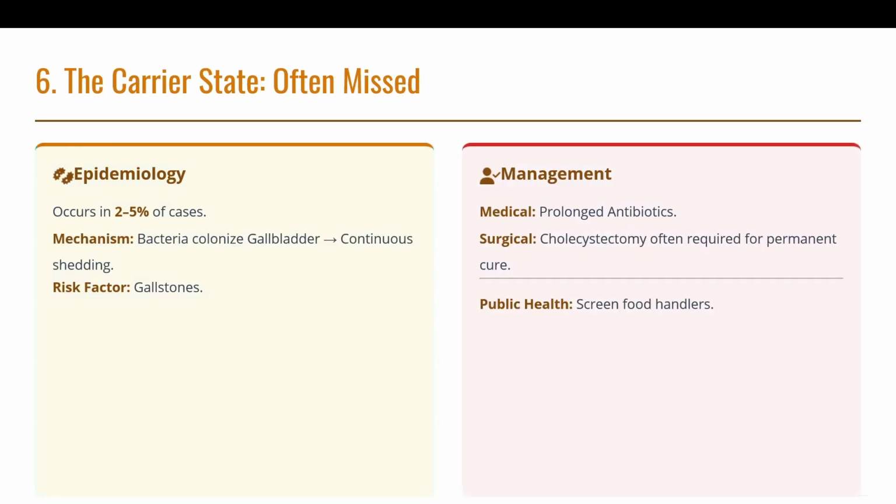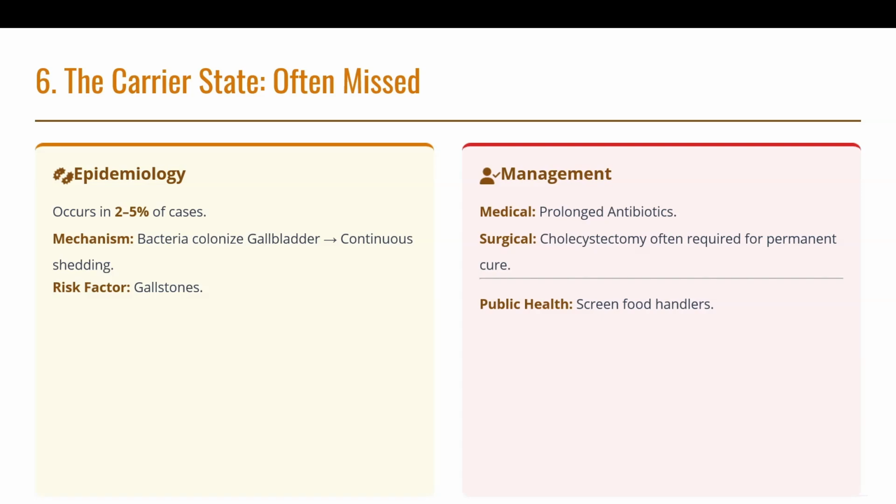Keep in mind, on retrospective analysis, many of these patients who presented with typhoid had gallstones. So gallstones can be one of the risk factors for enteric fever. Also, patients who have recovered from enteric fever may have gallstones, and the gallbladder is one of the most common sites of colonization of enteric fever, and they constantly keep shedding it in the feces.